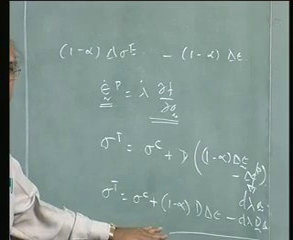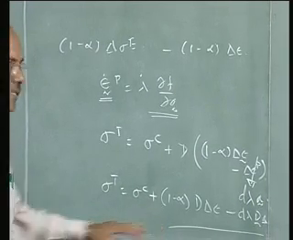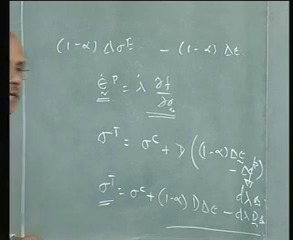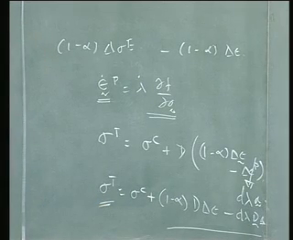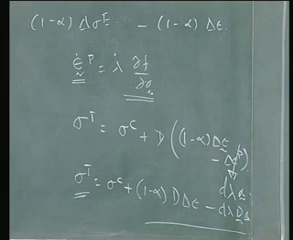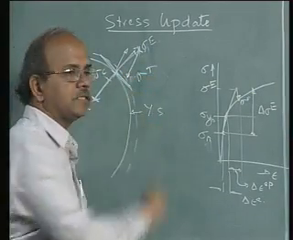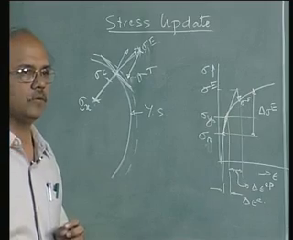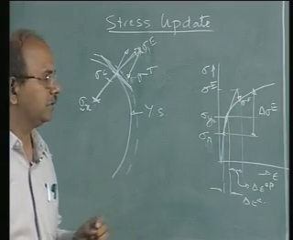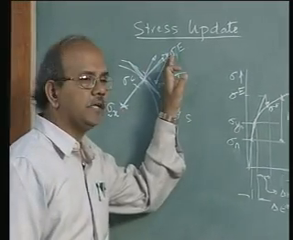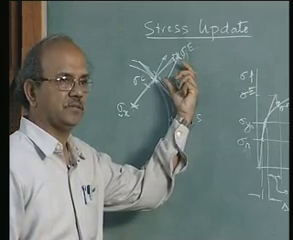Now, why have I said sigma trial and not sigma final? Let's come back to this graph here. And what is the sigma trial? That point may be what we call a sigma trial. What we are essentially doing is to predict here and then do this correction.